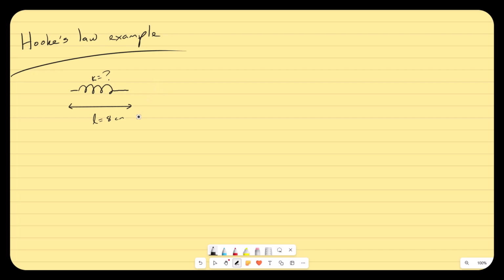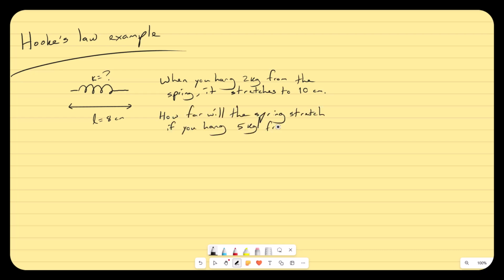We find when we attach a mass of 2 kilograms to it, this thing stretches to 10 centimeters. And now I would like to know, how far will this spring stretch if I hang 5 kilograms from it? So let's do this. We can do this a couple ways, but let's do this way first.